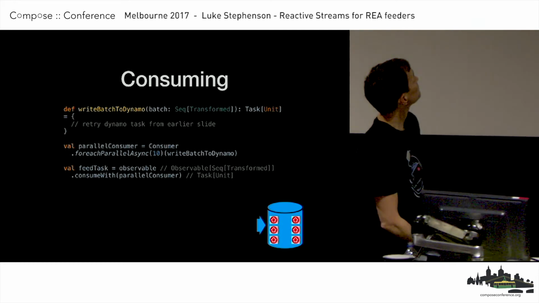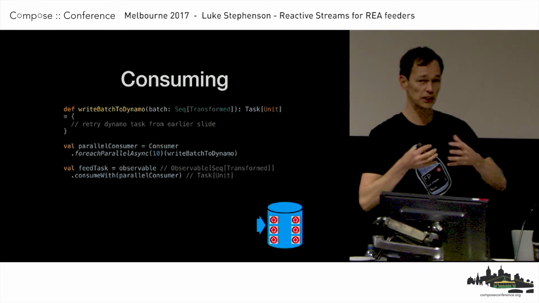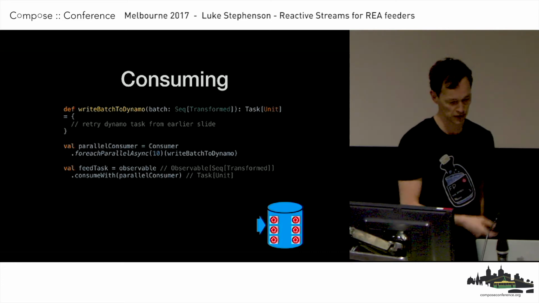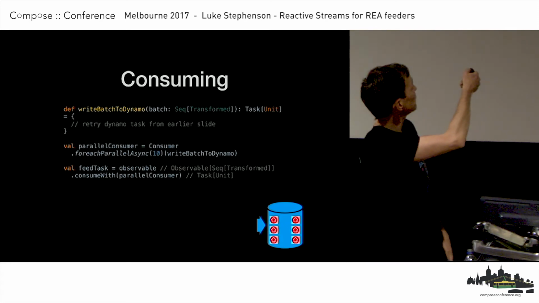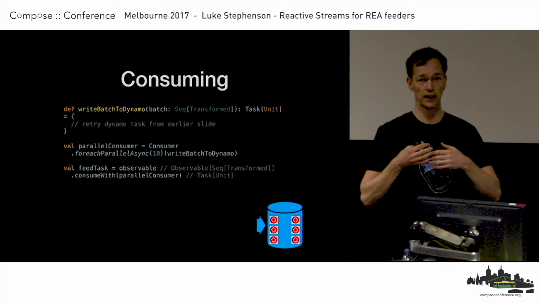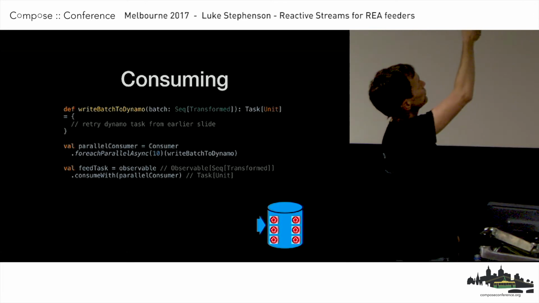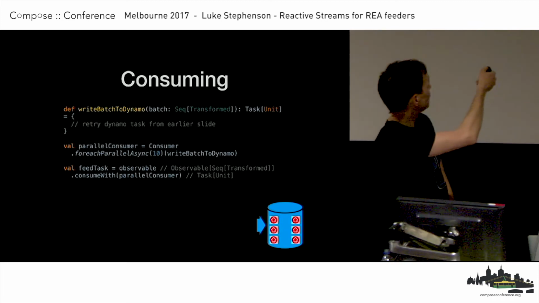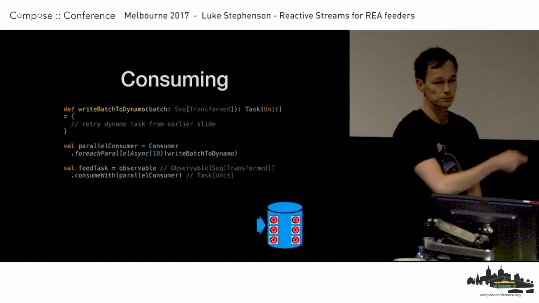And the code for that looks like that. I've got a function at the top, which is called writeBatchToDynamo, and that takes a sequence of these 25 elements to write. It's just going to use the retry logic which we defined earlier. Then Monix allows us to define a consumer. I'm using foreachParallelAsync, which says have a consumer with a concurrency limit of 10. It'll call this, so there'll be at most 10 batches being written to DynamoDB at once. Then we call observable.consume with our consumer, and that returns a Task of Unit.